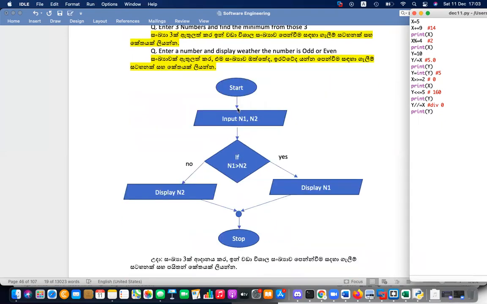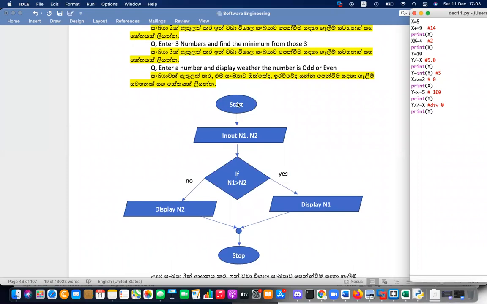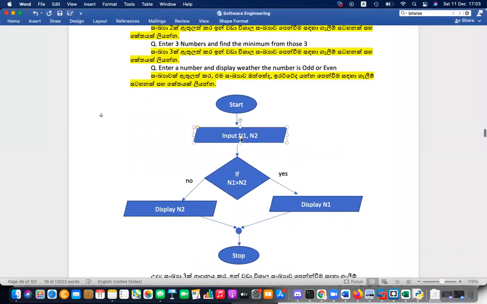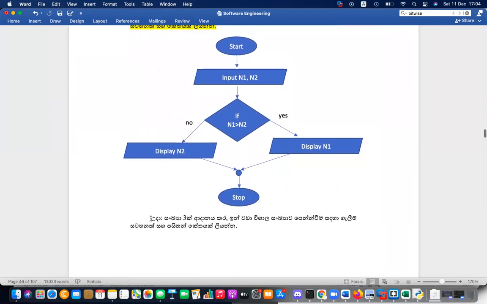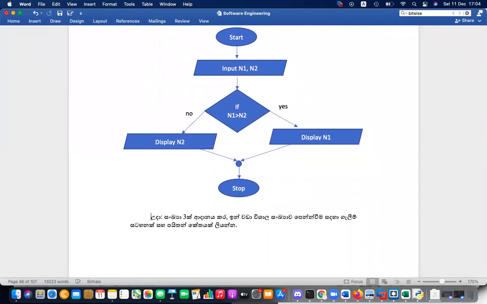So see this flow chart. There are two numbers. I'm going to input two numbers. Input number 1, number 2. If number 1 is greater, I'm displaying number 1. If it is not, I'm displaying number 2. Okay, so what is the result of this? What is the result of this?